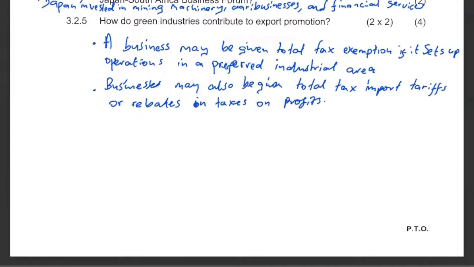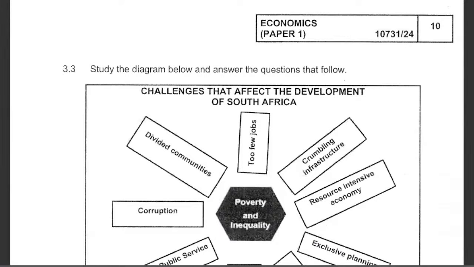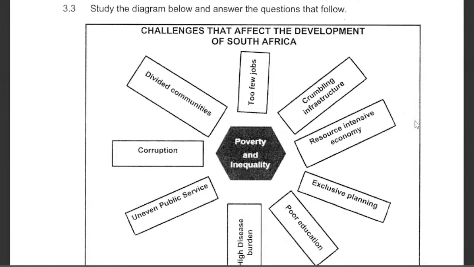So now let's move on to the next question, which is 3.3. It reads as follows. Study the diagram below and answer the questions that follow. Challenges that affect the development of South Africa. Let's go through the diagram. We have poverty and inequality, too few jobs, crumbling infrastructure, resource-intensive economy, exclusive planning, poor education, high disease burden, public service corruption, and divided communities.